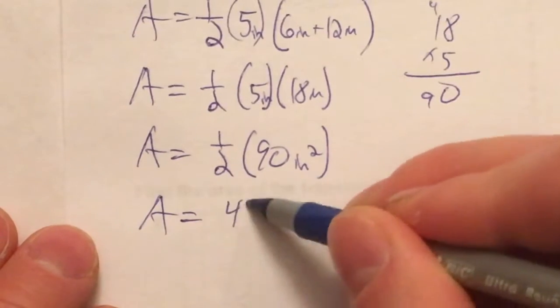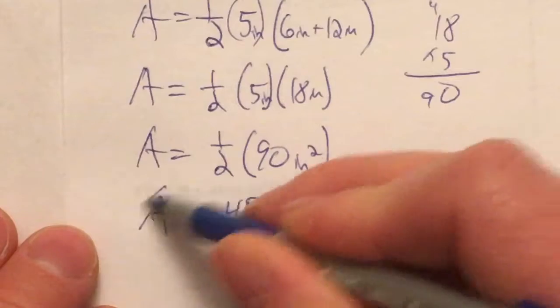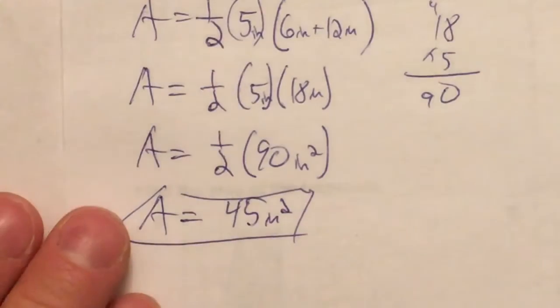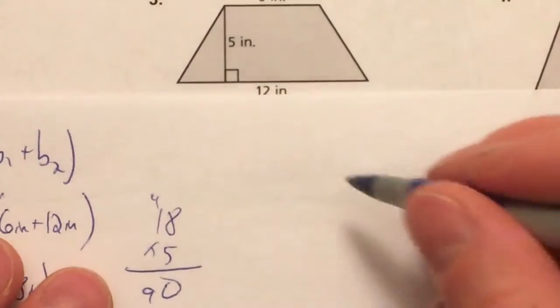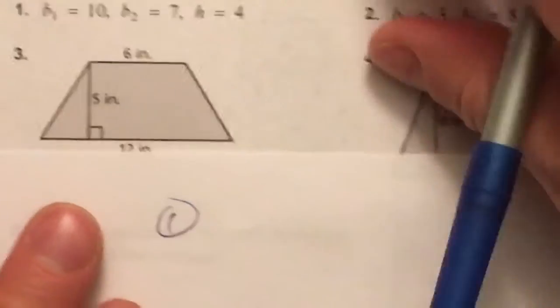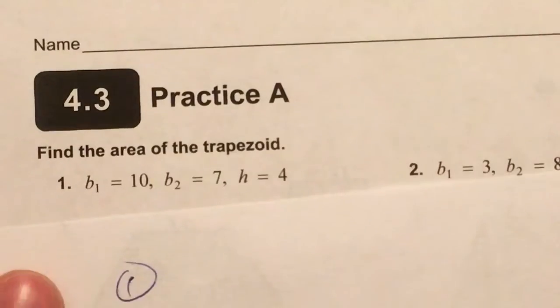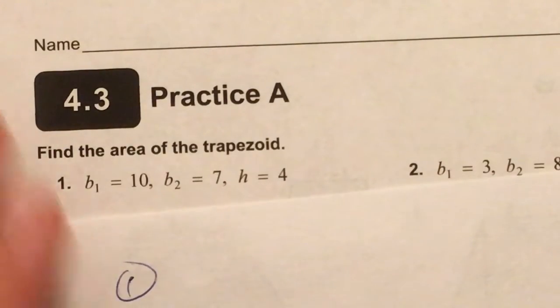And half of 90 is 45. So the area is 45 square inches. That's problem 3 from that homework assignment. Now I'm going to go back and do problem 1. Problem 1 says base 1 is equal to 10, base 2 is equal to 7, and the height is equal to 4.